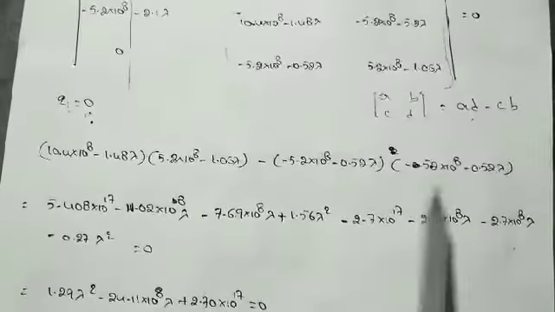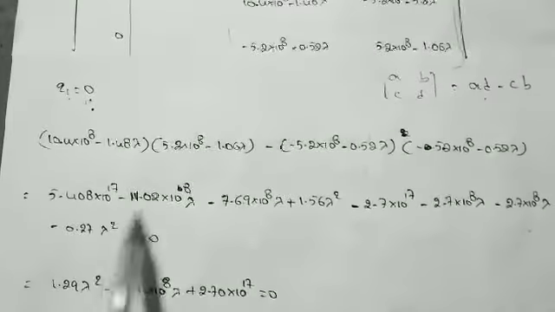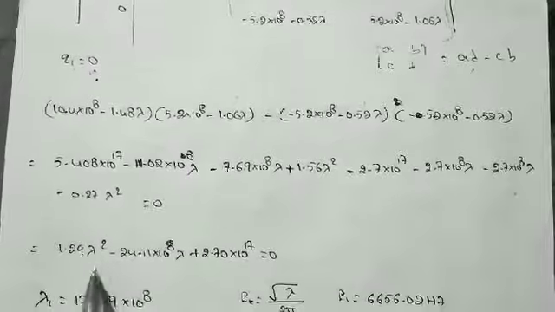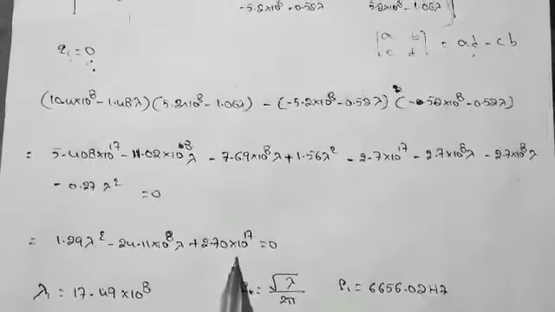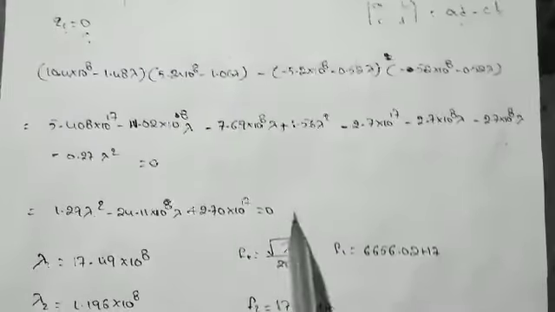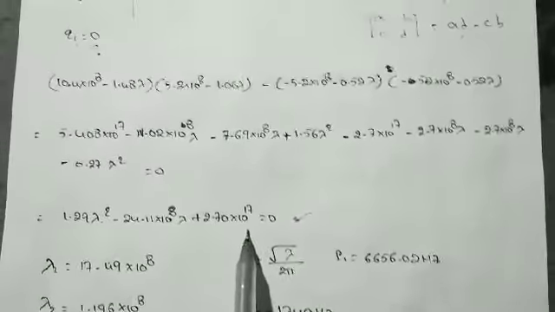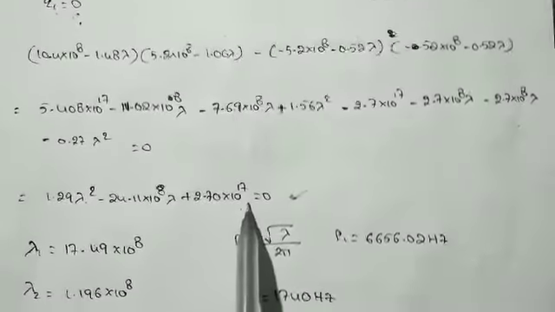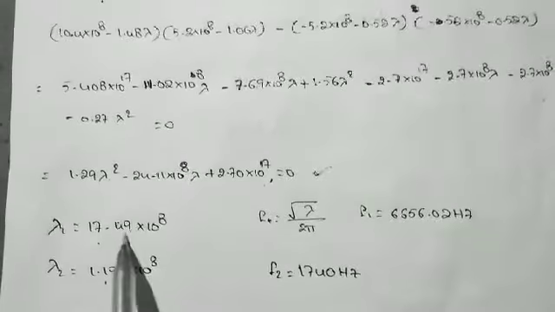By using this formula and multiplying these two terms, you will get this equation. Then you add all the lambda square terms, lambda terms and constant values, and you will get an equation like this. After finding this equation, solve it by using the calculator. You get the values of lambda 1 and lambda 2.